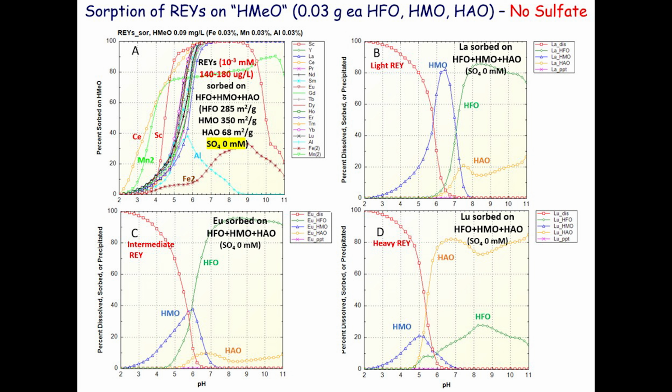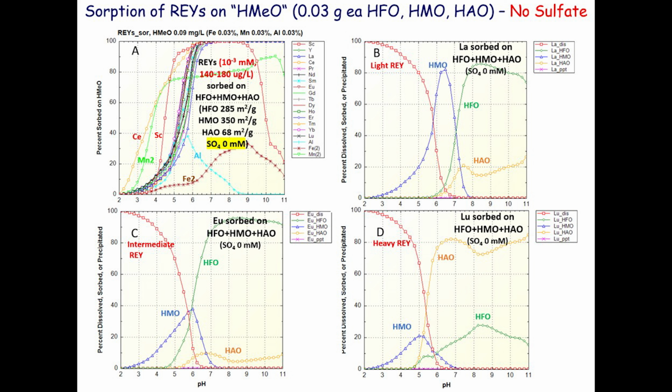So we're just saying, what happens if you have all these metals and no sulfate? What's interesting to point out is that light rare earth elements, represented by lanthanum, are primarily absorbed by manganese oxides. So at about pH 6 to 7, you might think you could recover lanthanum on manganese oxides if they're present. In contrast, europium, a middle rare earth element, tends to be more associated with the iron oxides and less so with the aluminum, whereas the heavy rare earth element lutetium is associated primarily with the aluminum oxide. So this all starts out in the same water, right?